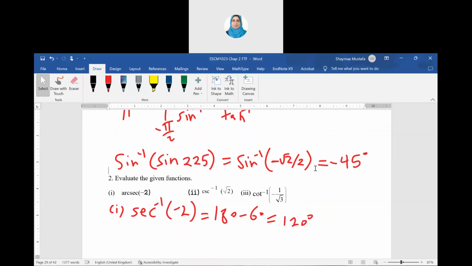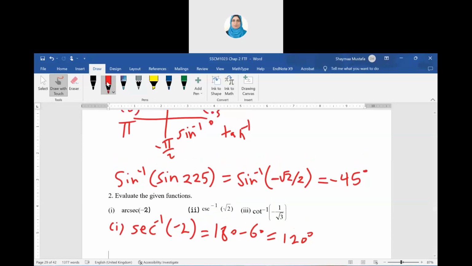Okay, what about number 2? Cosec inverse of the root of 2. What is cosec inverse of the root of 2 equal to? Give me the answer.